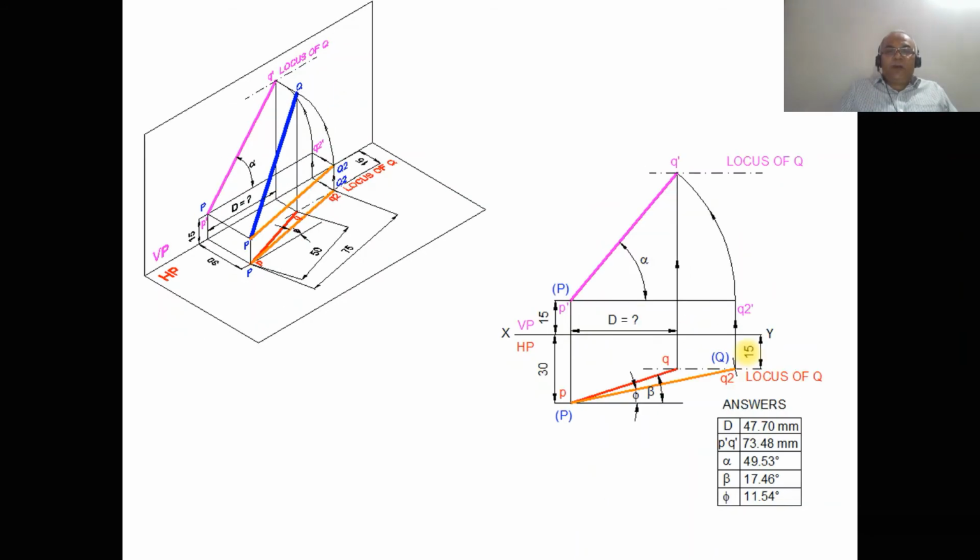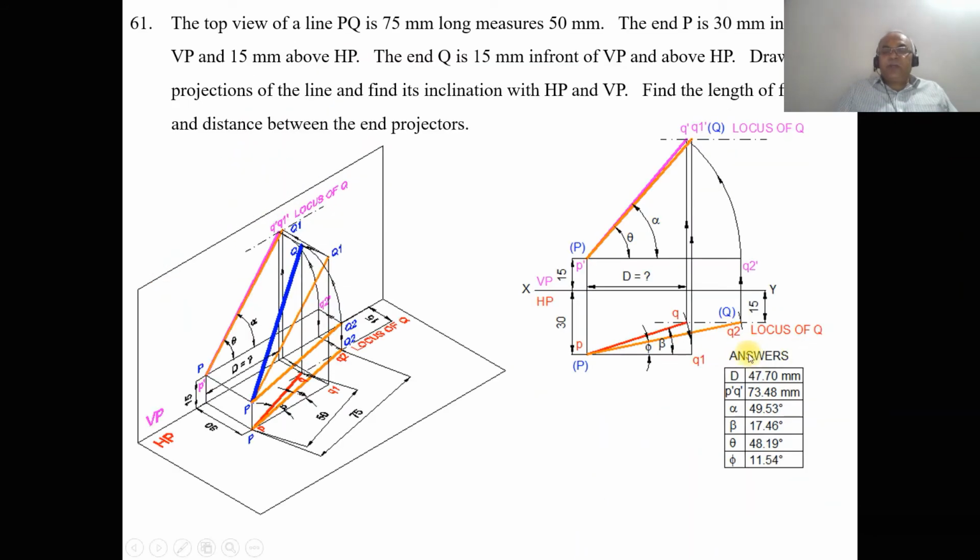Now we will try to solve this problem by using the sketchbook. To do that, first we draw the XY line and mark VP and HP. As it says, the point is 30 mm in front of VP, so from the XY line you measure 30 mm and draw a horizontal line here. Similarly 15 mm above HP, so from the XY line you take 15 mm and draw a horizontal line.